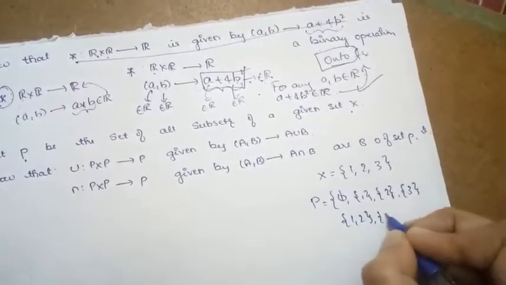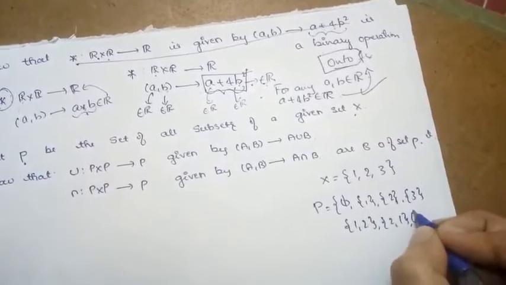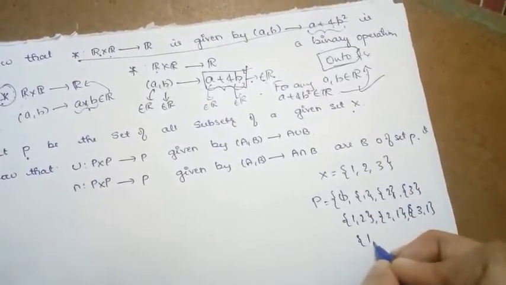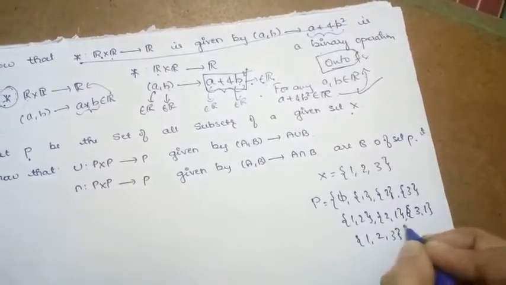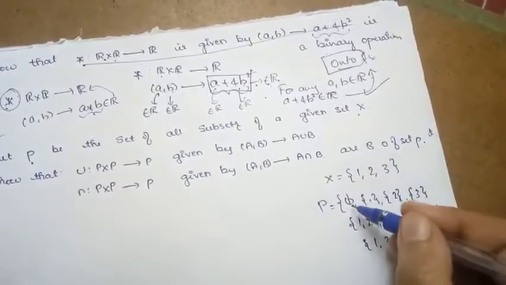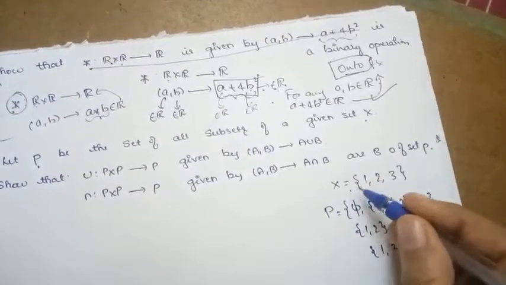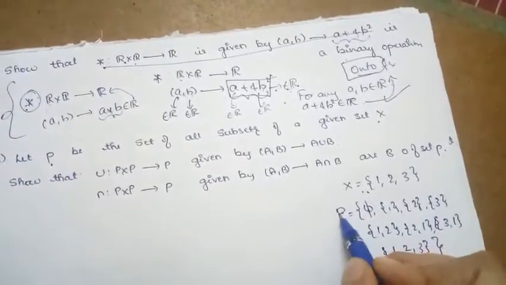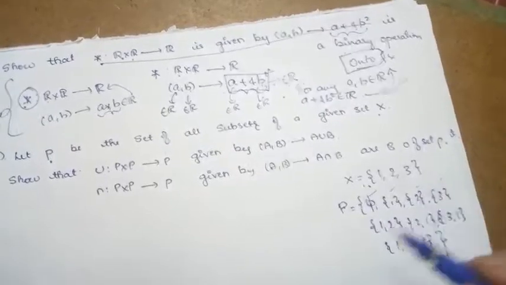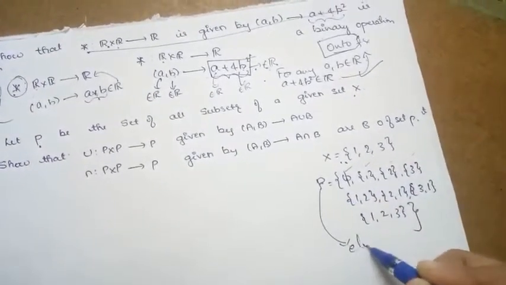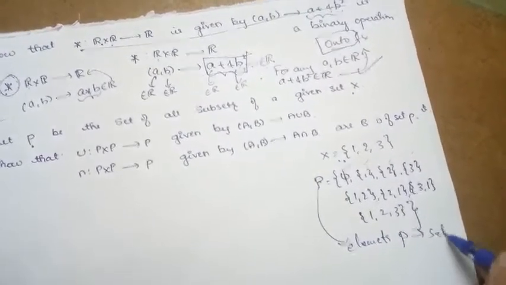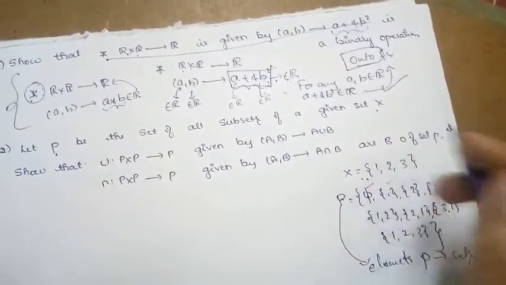Then these are some of them, another one is {3, 1}, another one is {1, 2, 3}. So this is the power set, where the power set includes all the subsets of a given set X. This is what the power set is, right? Whatever the elements in the power set, all these elements are sets. So the elements in the power set are all sets only, each a subset of the given set.